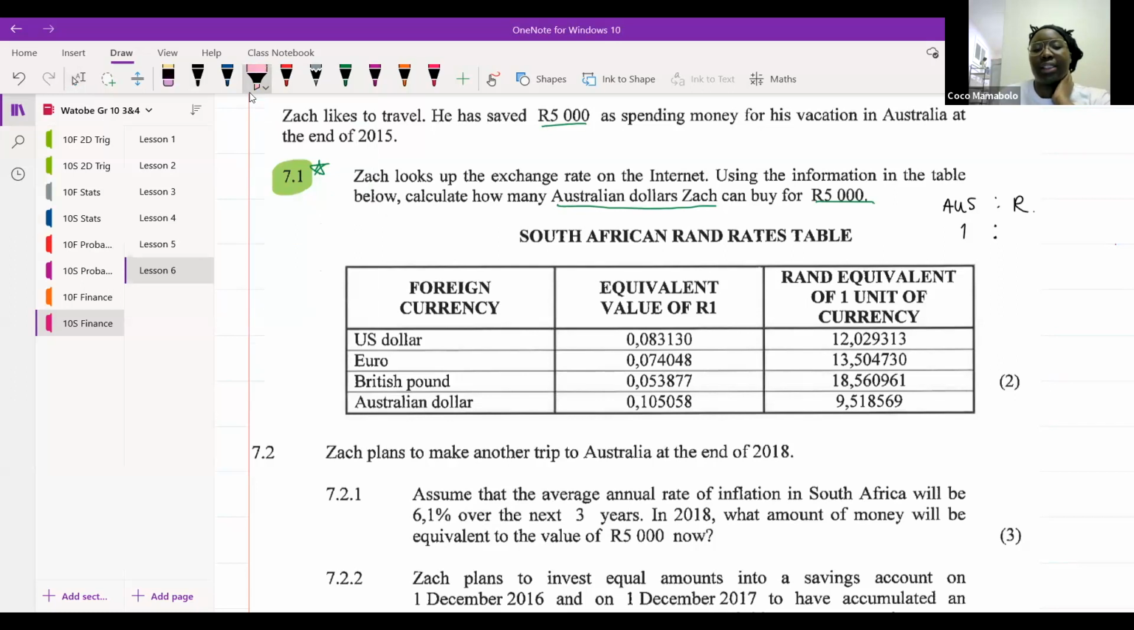Thank you, Kanye. So that's it. We're looking at the Australian dollar, right? And we want to use the rand equivalent of 1 currency. So for 1 Australian dollar, we will get 9.52. I'm going to round it off. 9.52 rand, right? No worries, Pascal. Welcome. All right. So we now know that we have 5,000 South African rands.